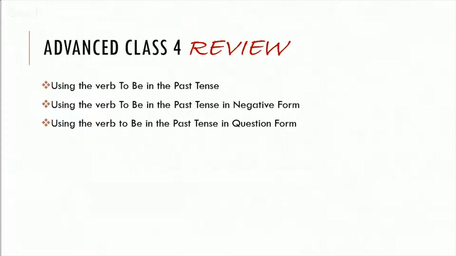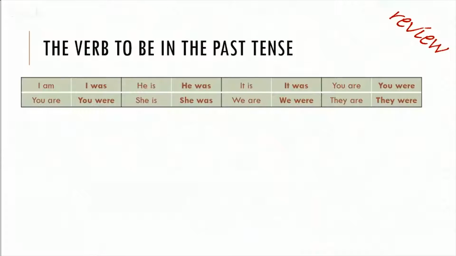On your screen, you're going to see advanced class number 4, review: using the verb to be in the past tense, using the verb to be in the past tense in negative form, and using the verb to be in the past tense in question form. And that's what we did last time.